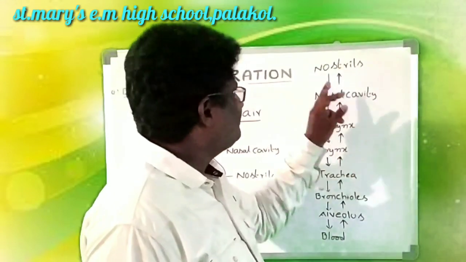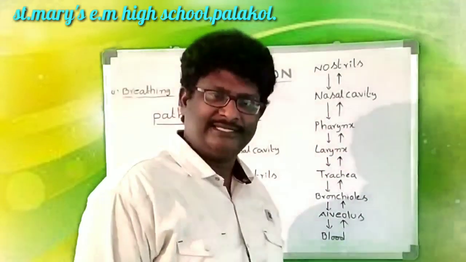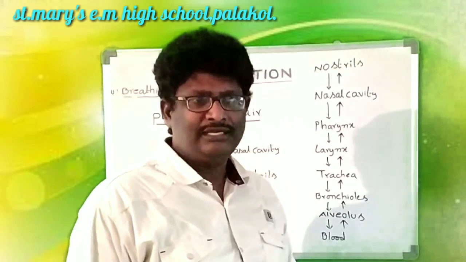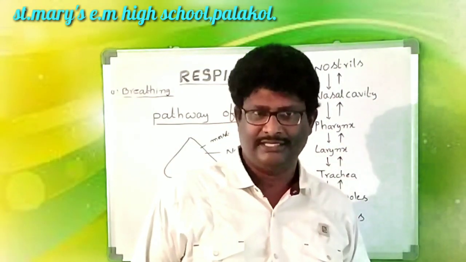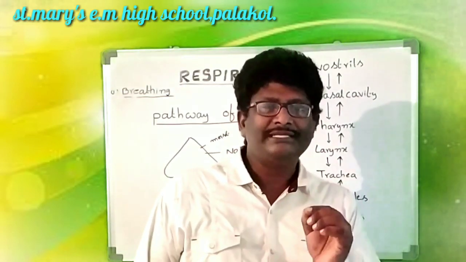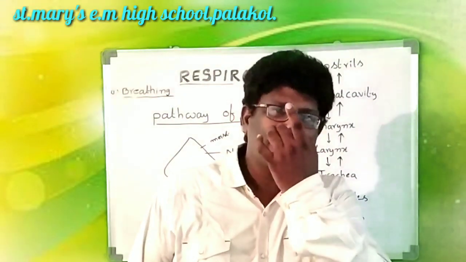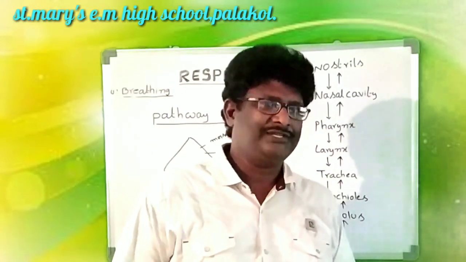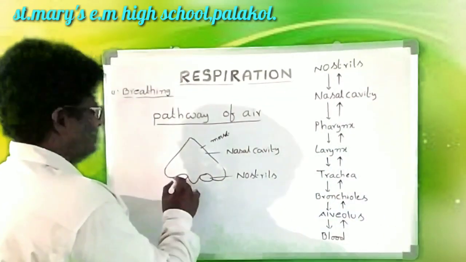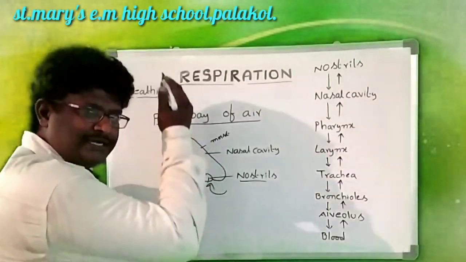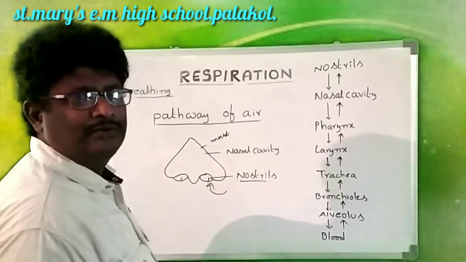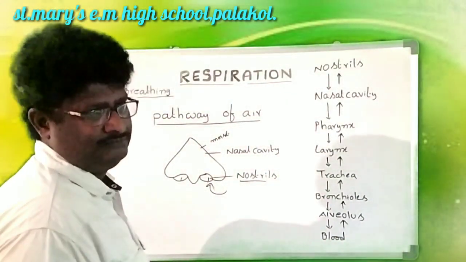In that, the first one is called nostrils. Everyone has two nostrils. The air enters into the body with the help of these two nostrils. Is it right? These are called nostrils. The air enters into our body through nostrils.